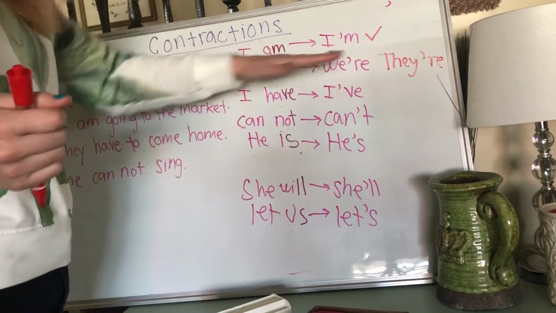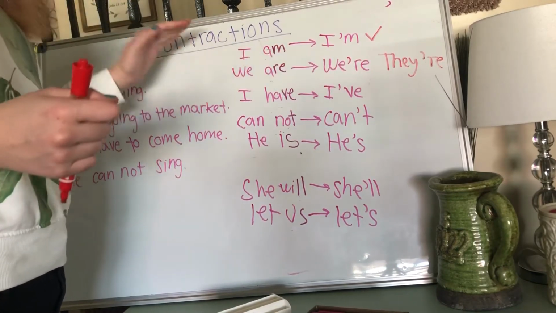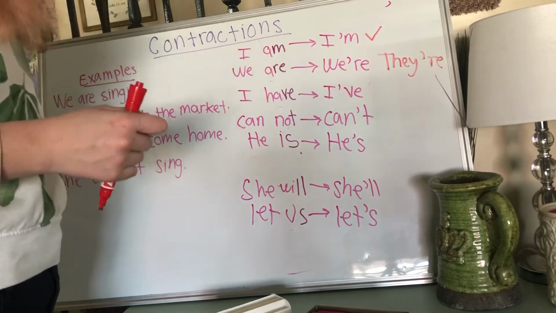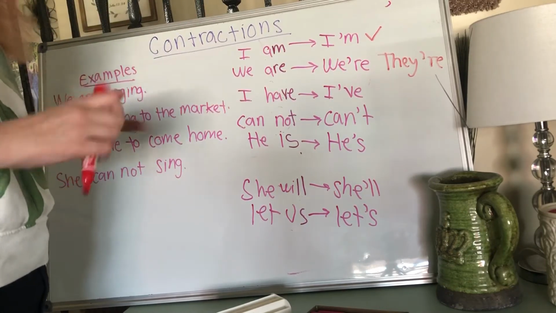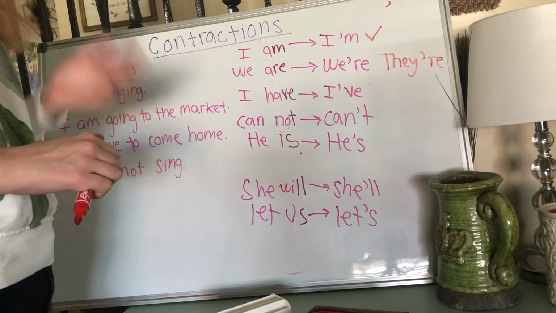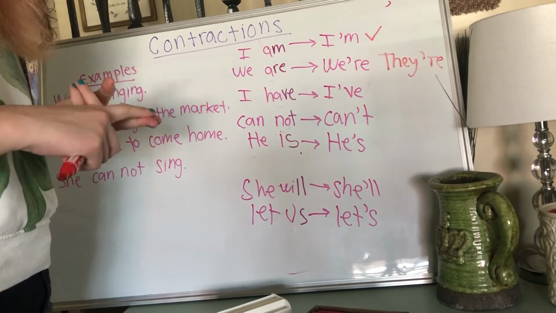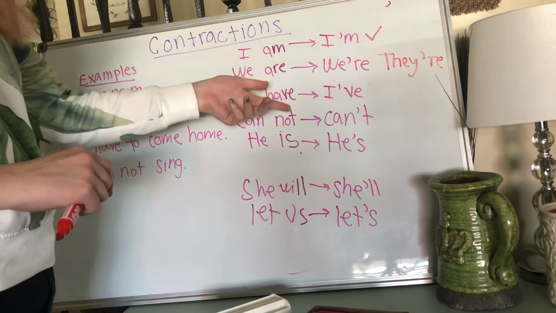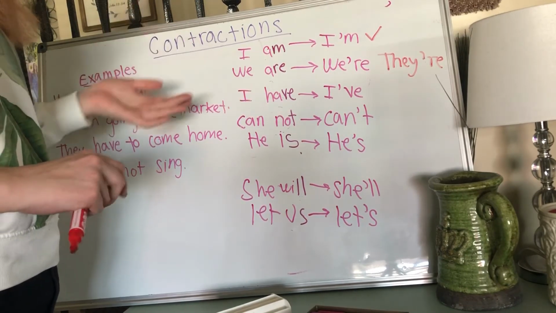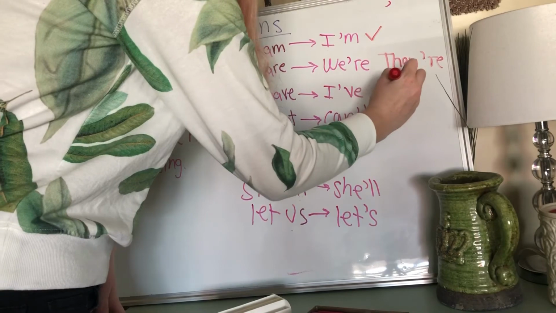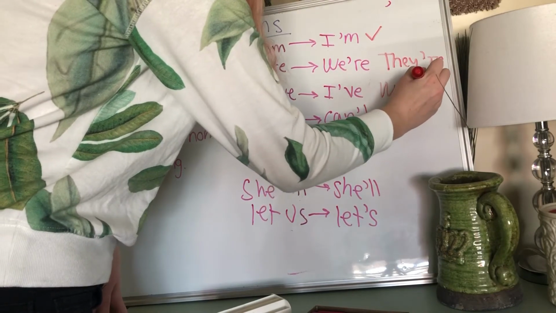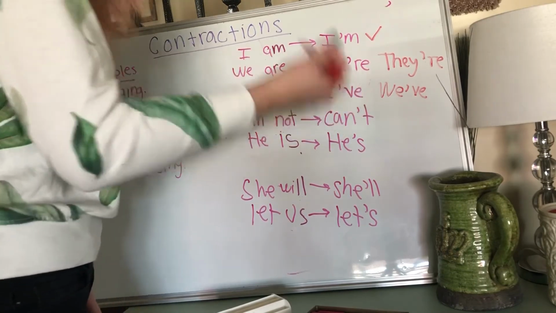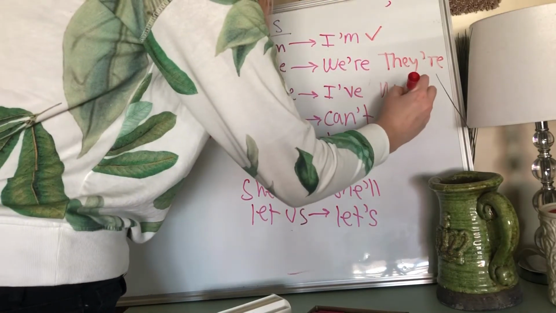So we could say we are is we're, or they are is they're, okay? Now, we've learned have, has, and had rules before. I have, he had, she has. In this case, I have can also be we have. So therefore, we can also have we've. I've, we've, and also they have, which would be they've.